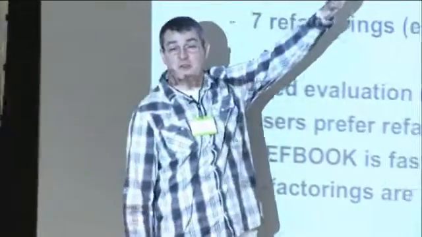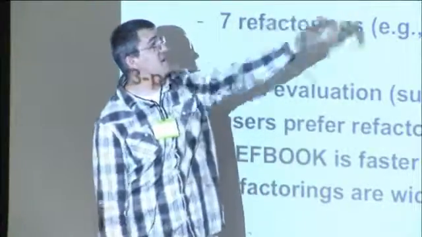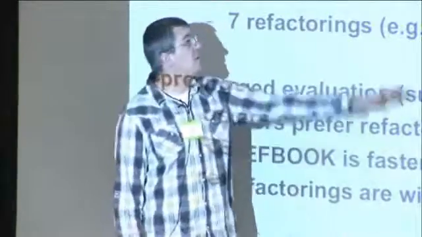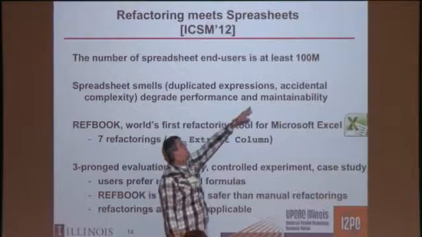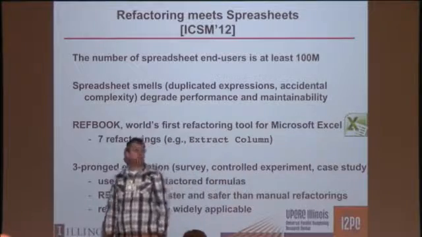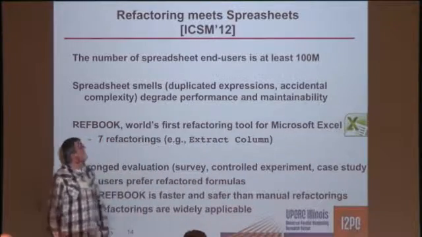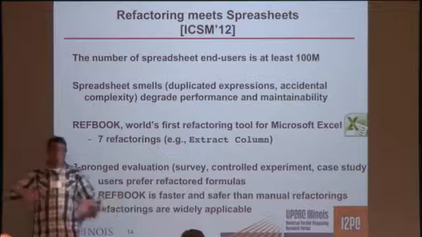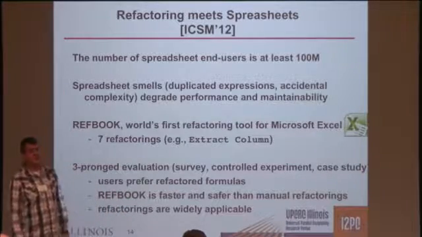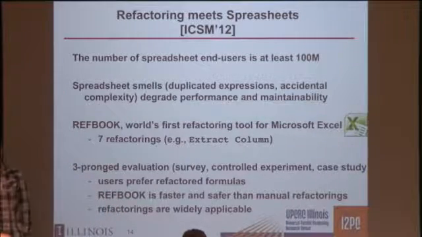The surprising thing is that the number of spreadsheet end users, people we call end user programmers, is estimated to be at least 100 million. Now this is very conservative. The number could be much larger than 100 million. But anyway, this gives you a sense that there are at least an order of magnitude more end user programmers than professional programmers. Well, what does it mean practically?